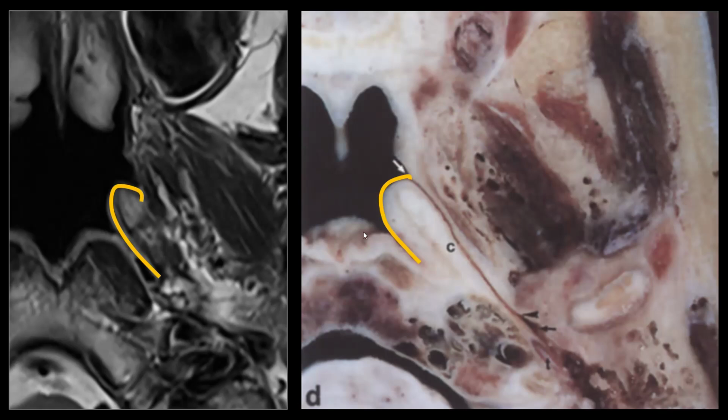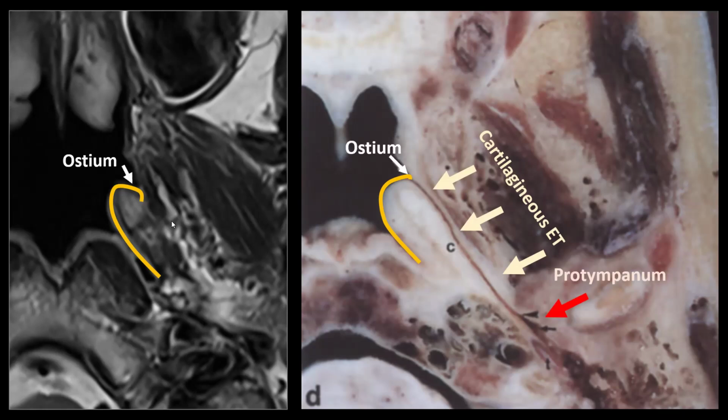On the pathological specimen, we see a very thin line extending from the nasopharynx to the temporal bone located over here. This is the Eustachian tube, a canal connecting the tympanic cavity and the temporal bone with the nasopharynx. And it consists of a quite long anterior cartilaginous part and a much smaller bony part called the protympanum. And we can't really see these structures on an MRI image, but we know they have to be there.